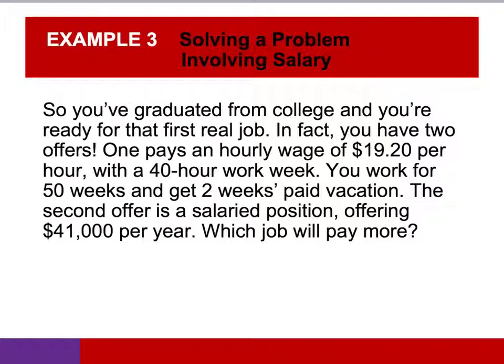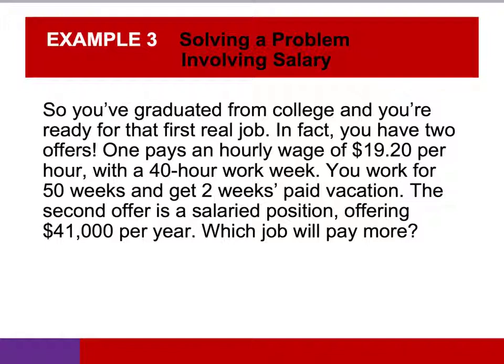So if you graduated from college, you're ready for the first real job. In fact, you have 2 offers. One pays an hourly wage of $19.20 per hour with a 40-hour work week. You work for 50 weeks, you get 2 weeks paid vacation. The second offer is a salary position offering $41,000 per year. Which job will pay more?